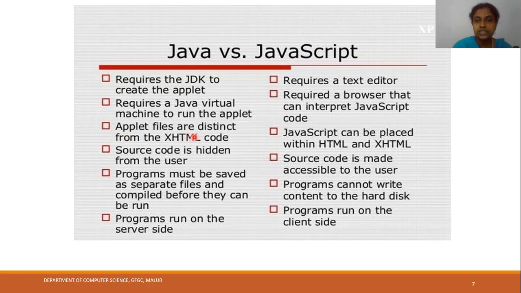Applet files are distinct from XHTML coding, Java is totally different from XHTML coding. But when it comes to JavaScript, JavaScript will be placed inside the HTML or XHTML. JavaScript alone cannot run independently. It won't execute. See, I was teaching HTML program, I said save it as .html. Like that we won't. Even if you save it as a different file, it has to be embedded in an HTML program. It cannot run independently. Source code is hidden from the user in Java. Here, source code is accessible by the user. Any browser, web page only.